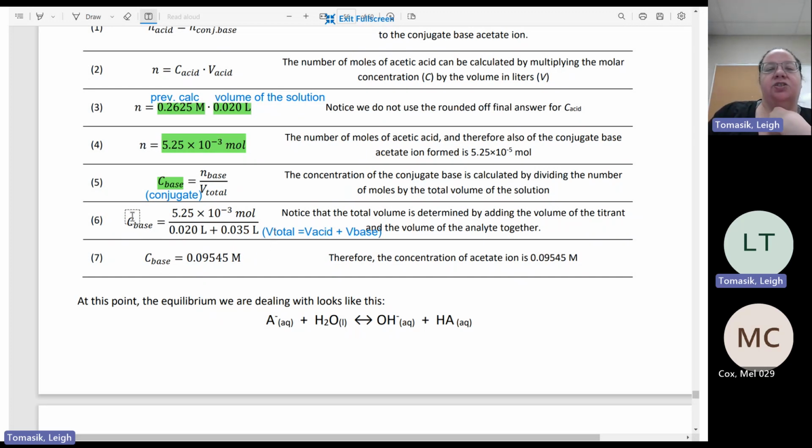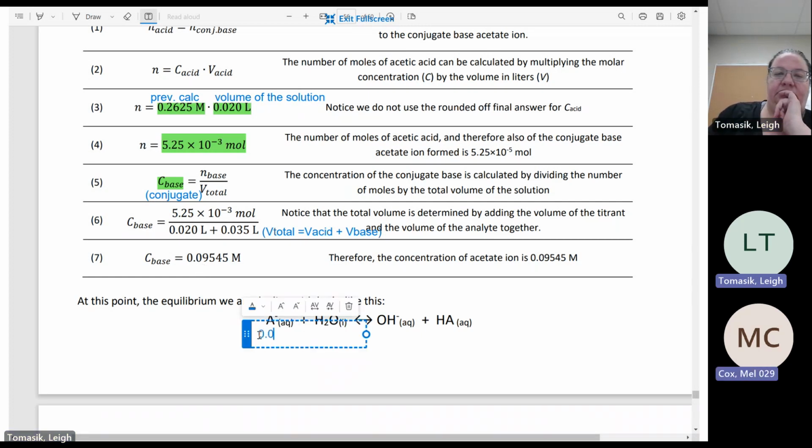So for the concentration of the base, we take the moles from our last calculation and divide it by the volumes of the acid and base added together, and we're going to get the concentration of the base, which is this, right? So yeah. Where did you get the 5.25 times 10 to the power of negative 3?